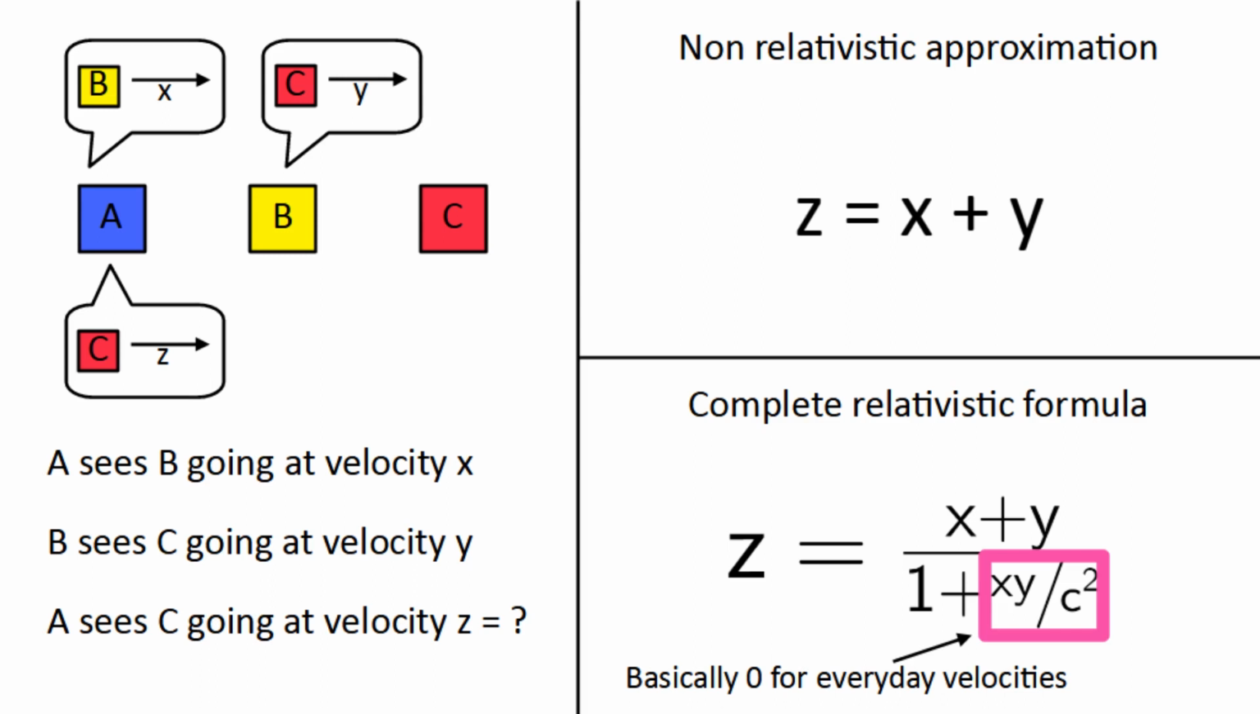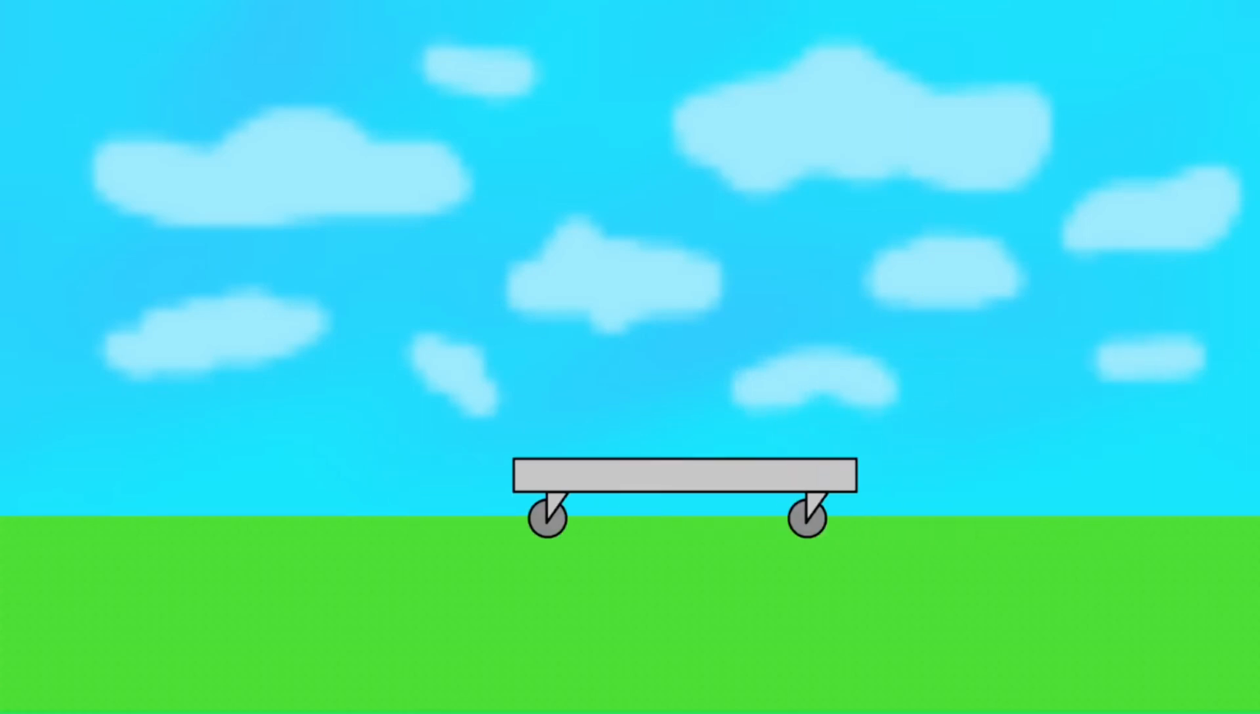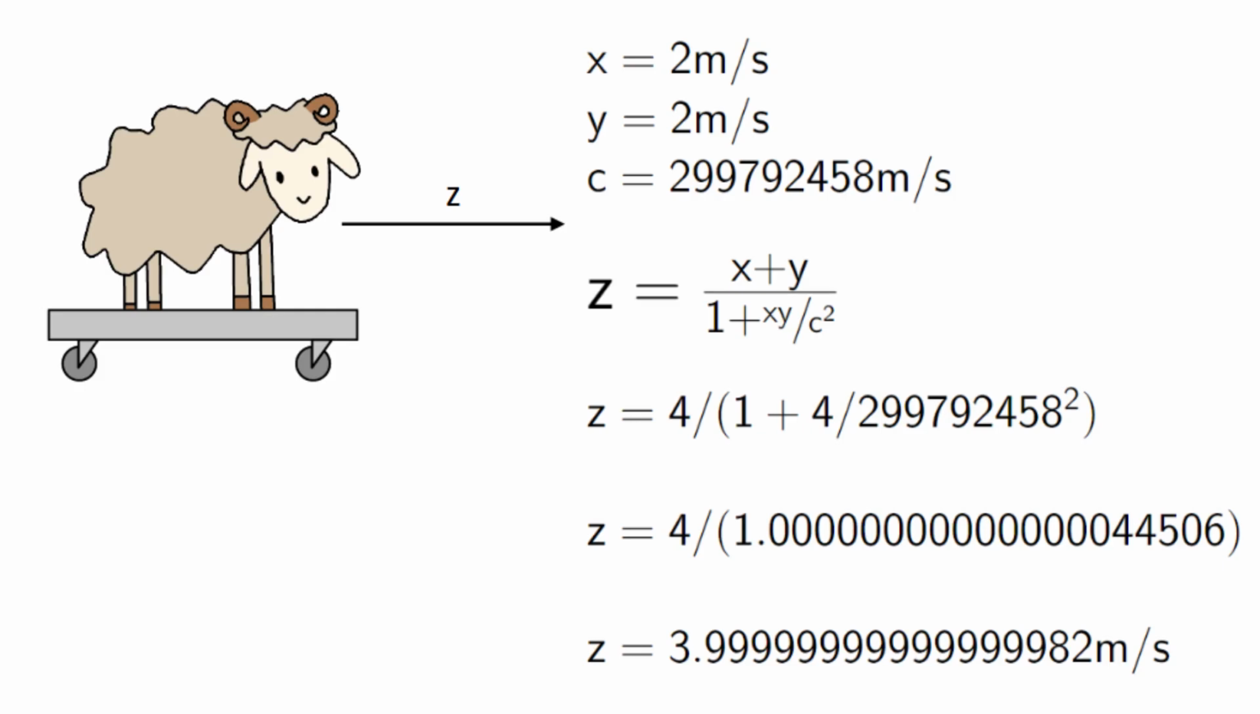I don't know where I heard this example or why it's always stuck with me, but if a sheep runs at 2 meters per second on a platform that moves at 2 meters per second, then from the reference frame of the ground, the sheep's velocity is not exactly 4 meters per second. It's actually 3.99999999 and then more 9s, and then 82.